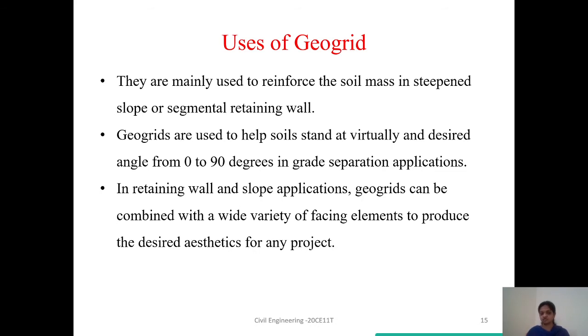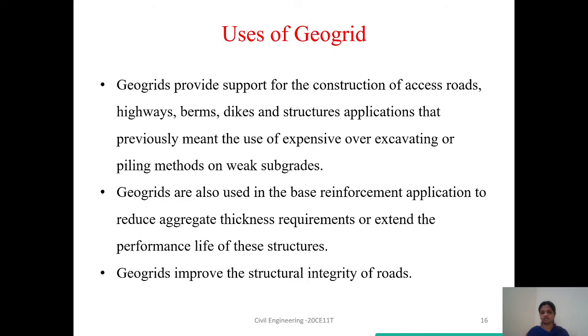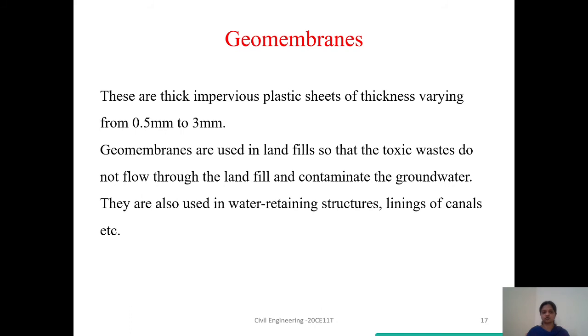In retaining walls and slope applications, geogrids can be combined with a variety of facing elements to produce the desired aesthetics for any project. Geogrids provide support for the construction of access roads. Geogrids are also used in the base reinforcement application to reduce the aggregate thickness requirement or to extend the performance life of the structure. They are also used to improve the structural integrity of the roads.